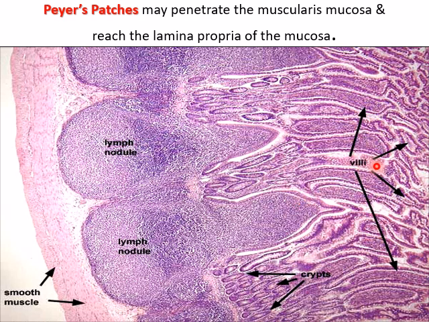Again, dear students, these are the villi and these are the crypts. Between the villi and crypts and the muscle layer, there is a collection of lymphatic follicles known as Peyer's patches.